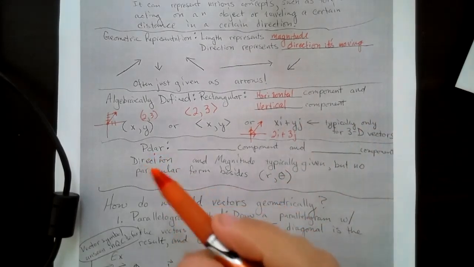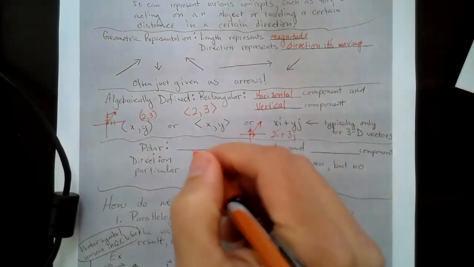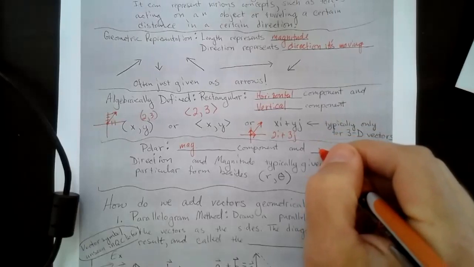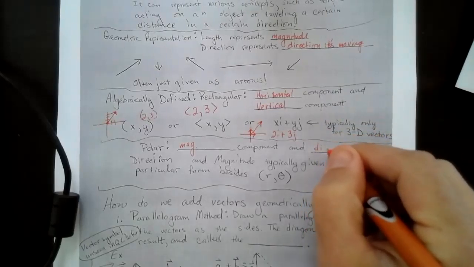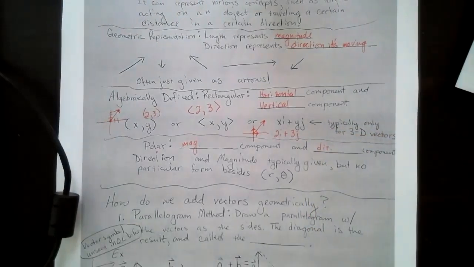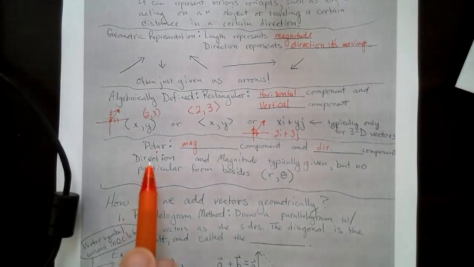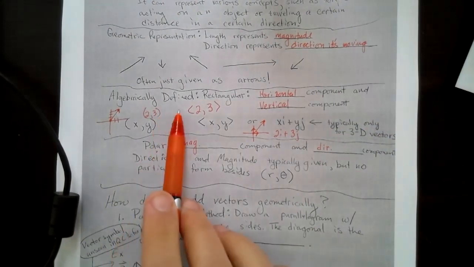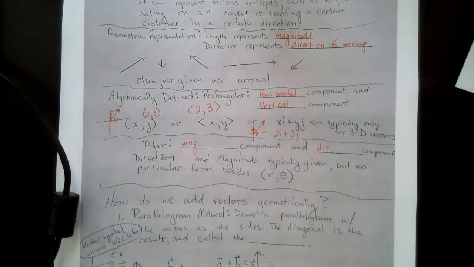Polar. So it has a magnitude component and a direction component, r and theta, just like all the stuff we've been doing with polar coordinates so far. There's a big connection between polar coordinates and vectors. Honestly, when you get into physics, you're probably going to see a lot more stuff that's in a polar type form than in an algebraically defined form or a geometric representation.